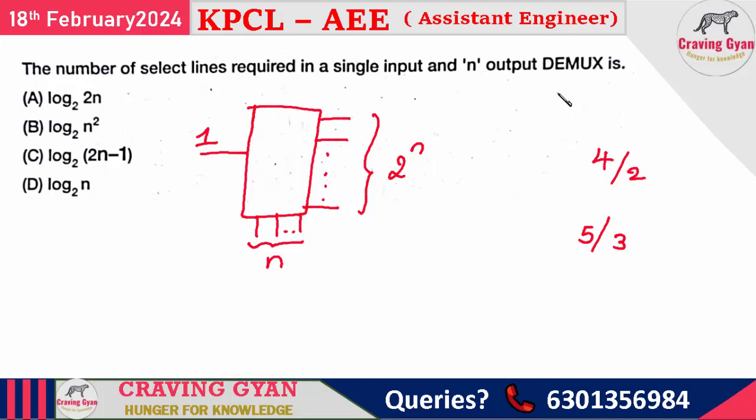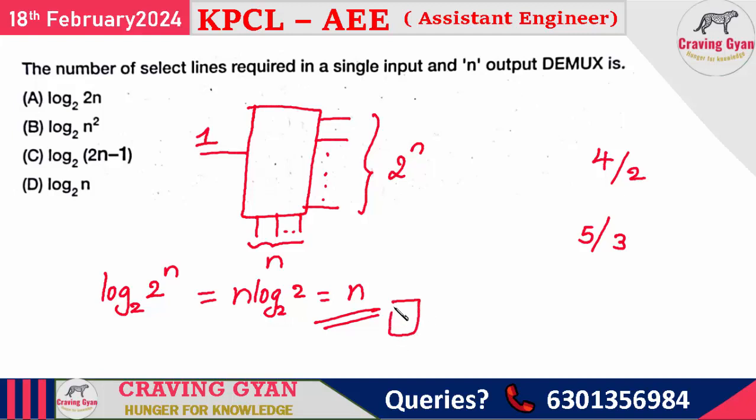The output should be 2 power n, then the number of select lines is how much? The number of select lines is n. Let us slightly modify the first option. In the first option, they would have given like this: log to the base 2 of 2 power n. What is this value? It is n log of 2 base 2, which is equal to n. Strictly speaking, option A should follow with slight modification.